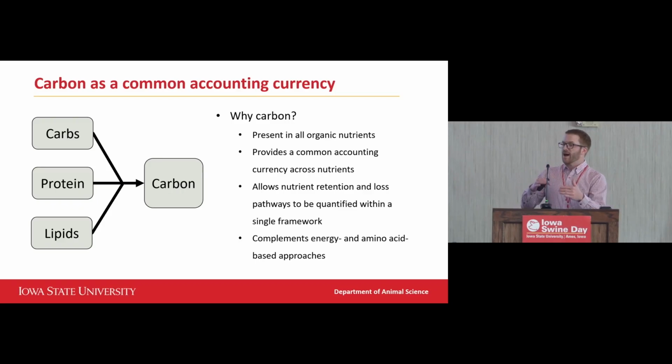And so ultimately that allows us then to try to partition the different pieces of that utilization pathway across these three nutrient classes to understand where it's all going. And this is really, at the end of the day, I call it high level, big picture. It's a complement to the existing type of frameworks we already use. Energy utilization, amino acid, nitrogen-based approaches. Those are a little more refined in terms of focusing on specific pieces. Carbon's a little more high level and across nutrients.